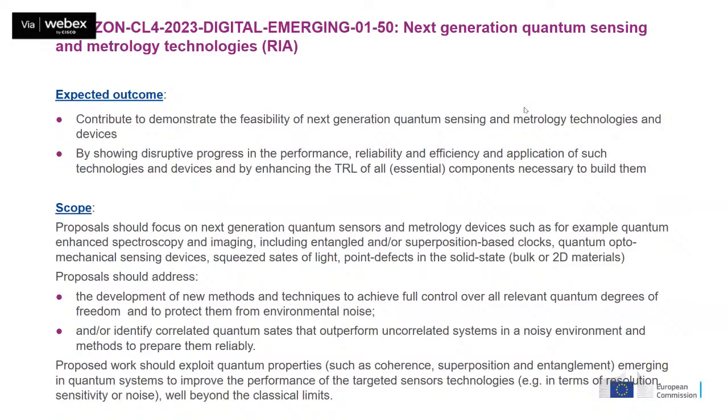As you see, this is supposed to bring the quantum sensors and metrology devices closer to the market and closer to real-life applications by showing that they can outperform other systems. And they can do so by exploiting the quantum properties, such as coherence, superposition, or entanglement in quantum systems to improve the performance of the targeted sensor technologies, well beyond the classical limits, so well beyond the systems that are currently on the market, most systems.